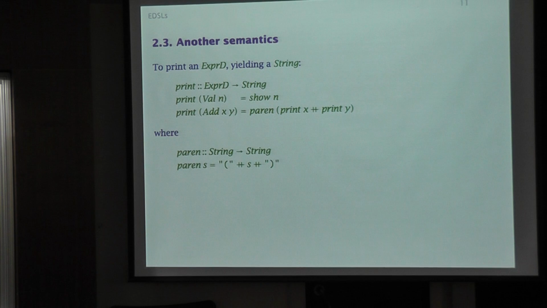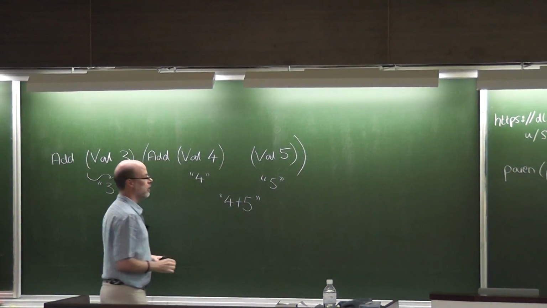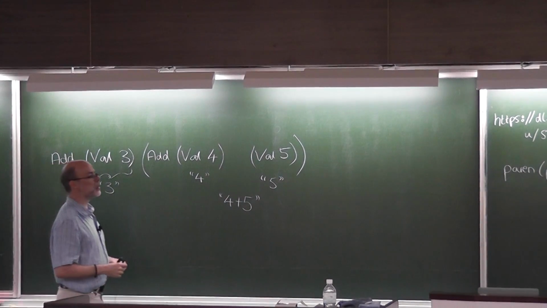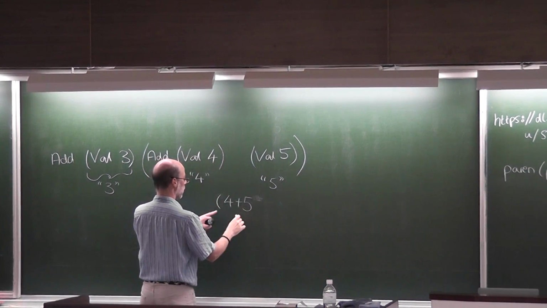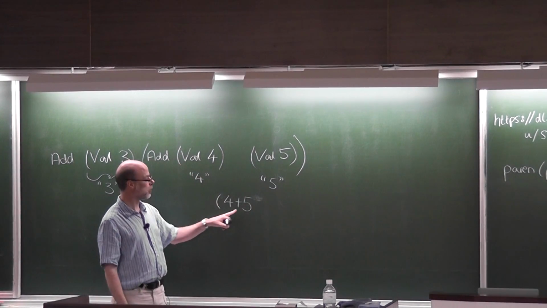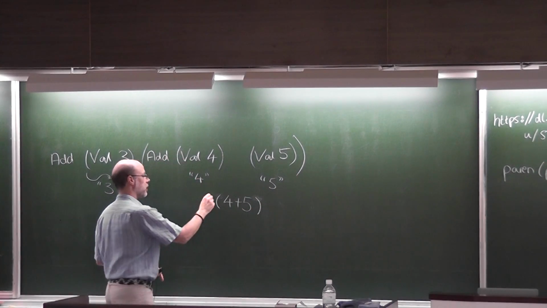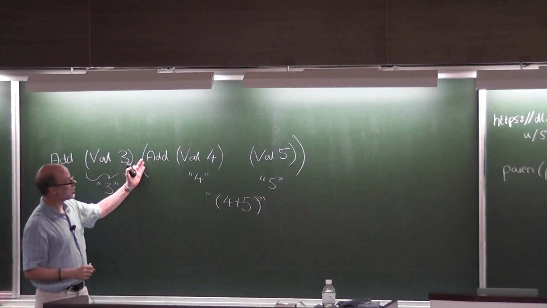So what's going to happen here is it will take this string 4, this string 5, make the string with 3 characters, the 4 character, the plus character, the 5 character, and then it will parend that and make the string with an open parenthesis character and a 4 character, a plus character, a 5 character, and a closed parenthesis, and make this string with 5 characters. That's the semantics of this part.